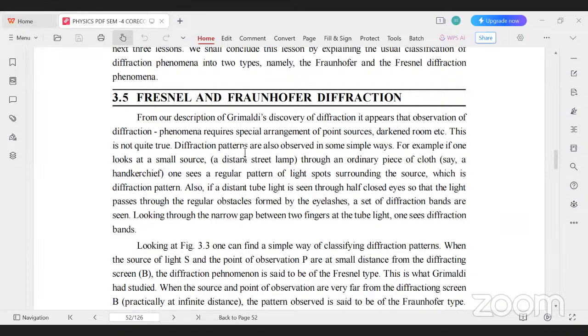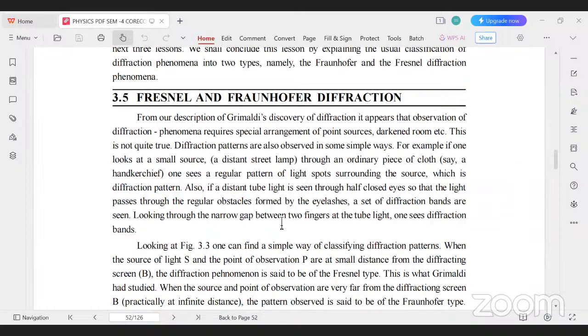From our description of the discovery of diffraction, observing diffraction phenomena seems to require a special arrangement of point sources, a darkened room, etc. This is not quite true. Diffraction patterns can also be observed in some simple ways. For example, if one looks at a small distant source through an ordinary piece of cloth, say a handkerchief, one sees a regular pattern of light spots. So they try a small experiment to see what happens when the light falls, which is a diffraction pattern.